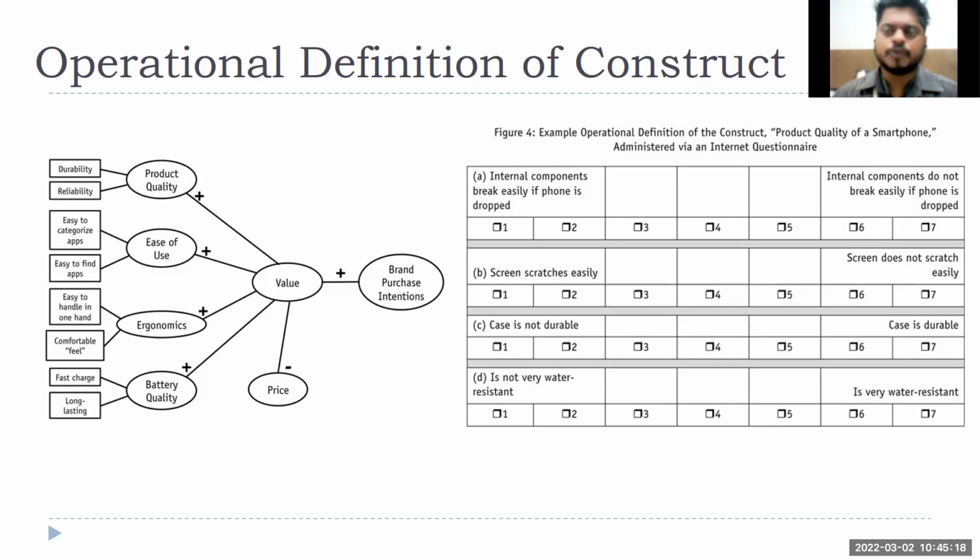For product quality, we'll put a Likert scale. How do you like the quality of your phone? 1, very poor quality. 2, poor. 3, neutral. 4 is good. 5 is excellent quality. So that is a Likert scale I'll put and I'll measure through a single item. But then what happens? There are a lot of things we are missing out, right?